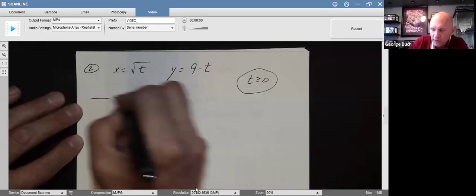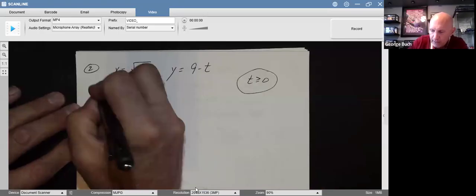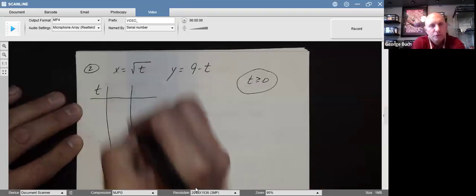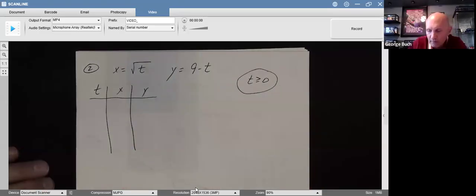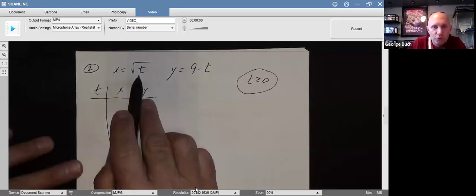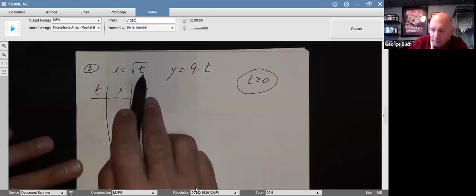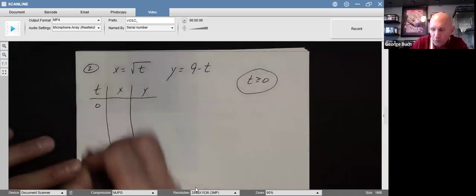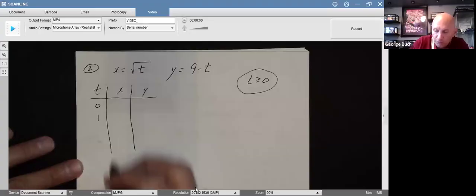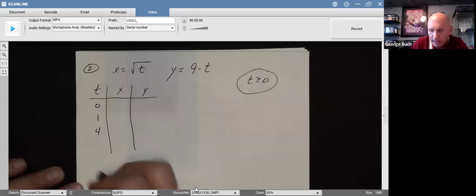So again, if I build a table, I'm going to be a little bit creative with the numbers that I pick. I could pick 0, 1, 2, 3, etc., but then I'll get square root of 2 and square root of 3, which aren't nice numbers. So instead, I'm going to pick 0 and 1, because I can do square root of 1. And then 4, because that's square root of 4, and then 9. So I'm picking all the perfect squares, right?